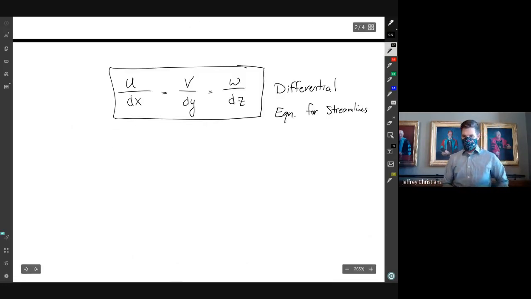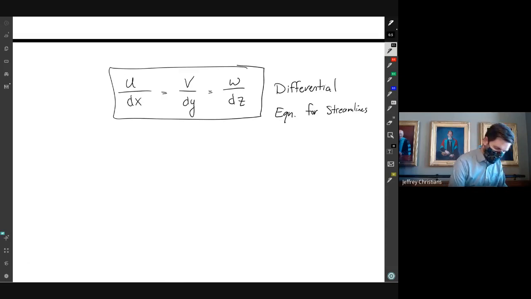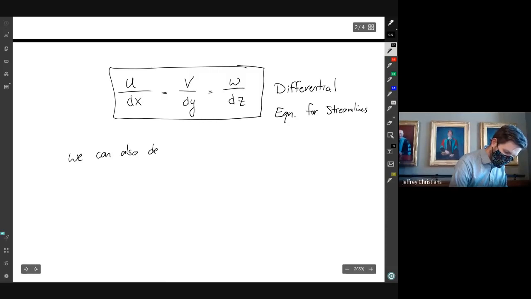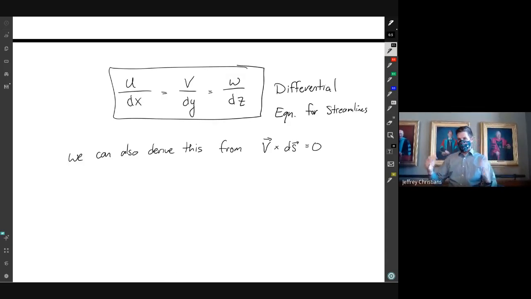We could also go through and derive this from V cross ds equals 0. So we could do a more mathematically rigorous definition, although they're the equivalent, by doing the cross product between these two vectors and saying that the cross product has to equal 0 because they're tangent, so there's no perpendicular component. And we could go about doing that.